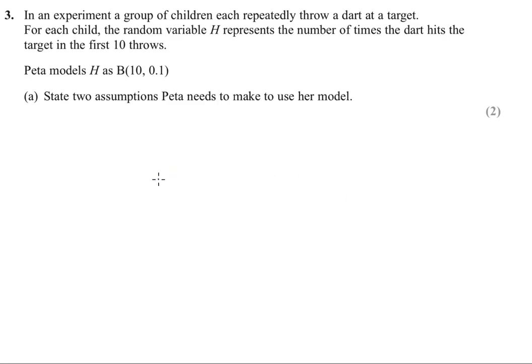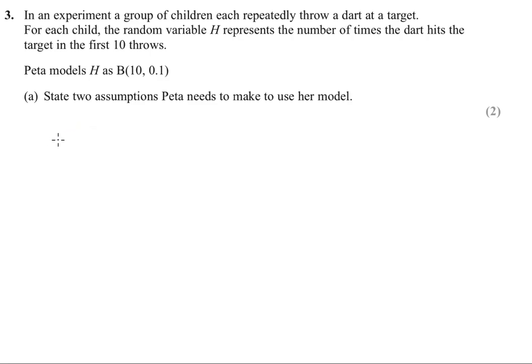Okay, question 3, part A. Question 3 is a group of children throwing at a dartboard, and we've got a binomial distribution here with 10 throws, and the probability of a child hitting the dartboard being 0.1, so 10% chance. Two assumptions that Peter needs to make to use her model.